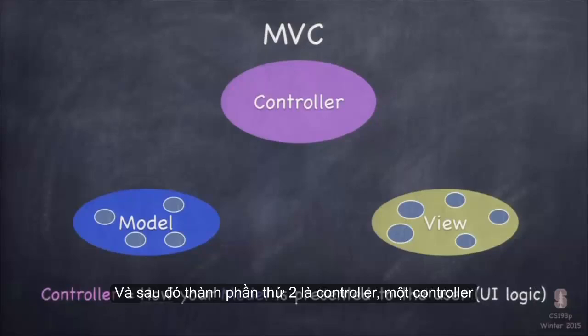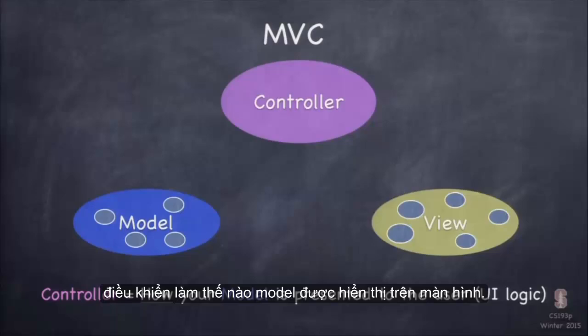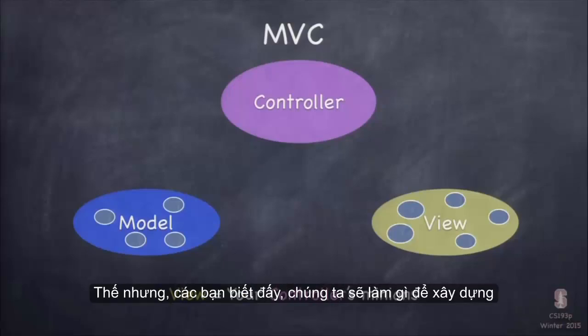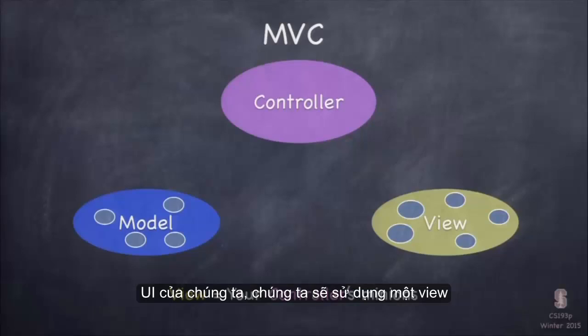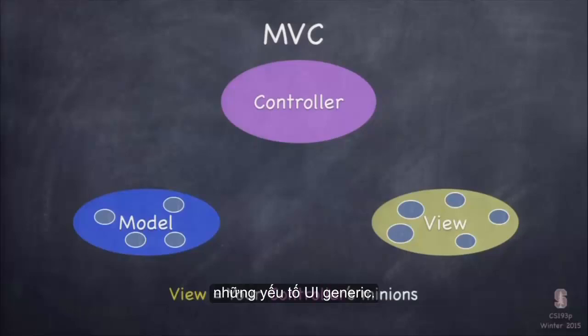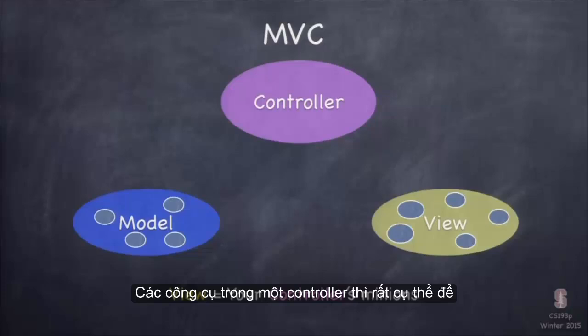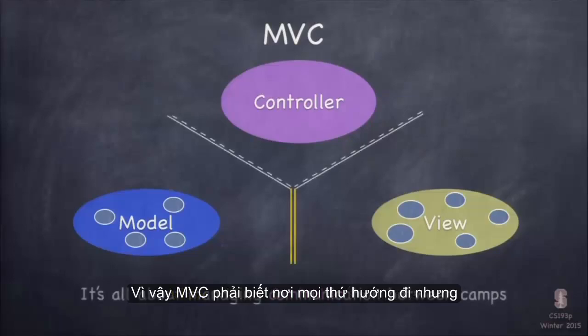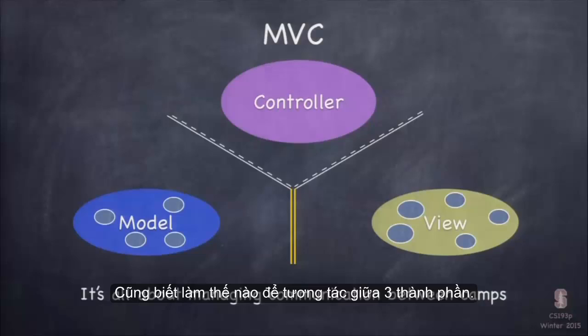And then the second camp is the controller. So the controller controls how the model is presented on screen. And the view is the minions, the classes that the controller is going to use, kind of like the building blocks, the Lincoln logs. I don't know, maybe that's before all of your time, but the things we're going to use to build our UI, we're going to use in the view. So the stuff that's in the view is pretty generic, okay, generic UI elements. The stuff in the controller is very specific to how your UI works, and the stuff in the model is completely independent of how your UI works, okay? So doing MVC right is about knowing where things go, but also about how to communicate between these three camps.